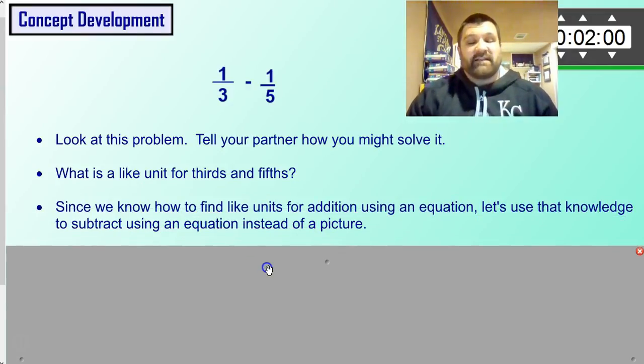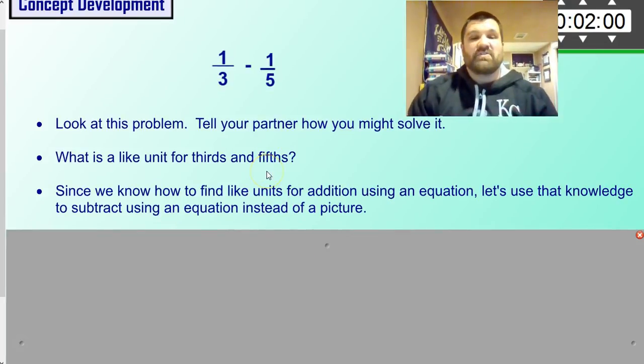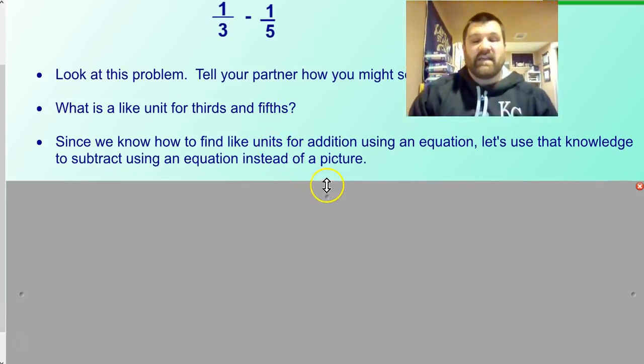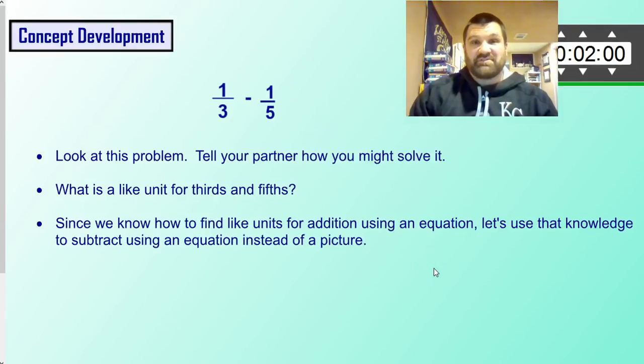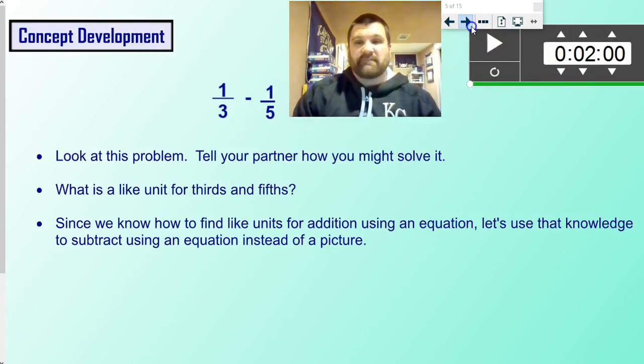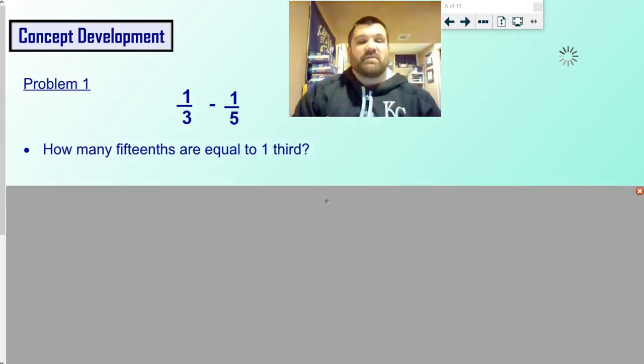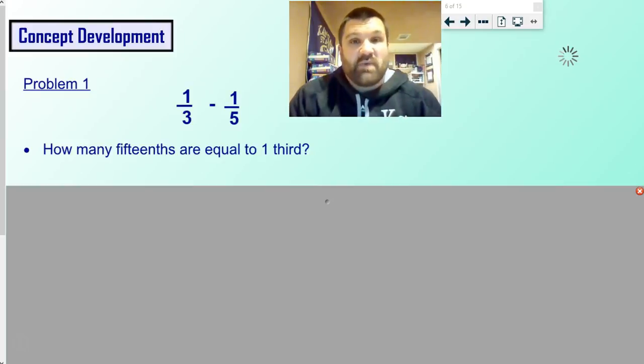Since we know how to find like units for addition using an equation, let's use that knowledge to subtract using an equation instead of a picture. So really all we're going to do is pretty much do some of the same stuff that we have been doing, except we're going to be subtracting. Okay, so here we go. So we have our problem, 1/3 minus 1/5.